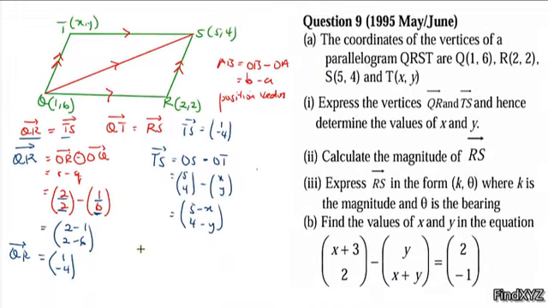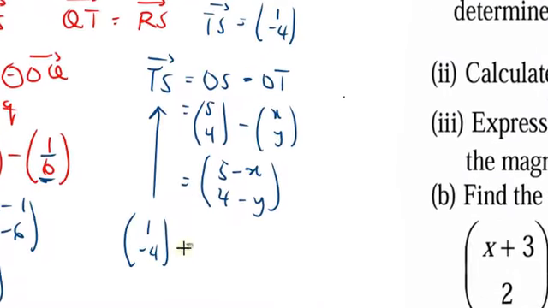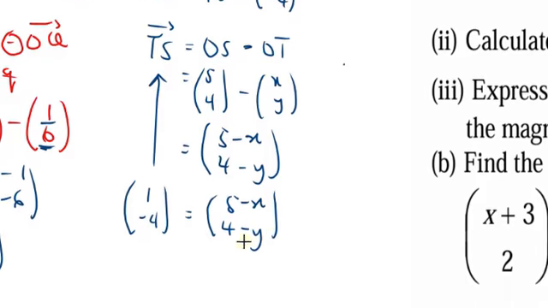Then we can substitute it here and say that okay, then 1 negative 4, which is the same as vector TS, is equal to 5 minus X for the X component and 4 minus Y for the Y component. Then we have two vectors that are equal, so we equate corresponding components. So we can say 1 is equal to, which is for the X component, is equal to the X component on the right hand side, which is 5 minus X.